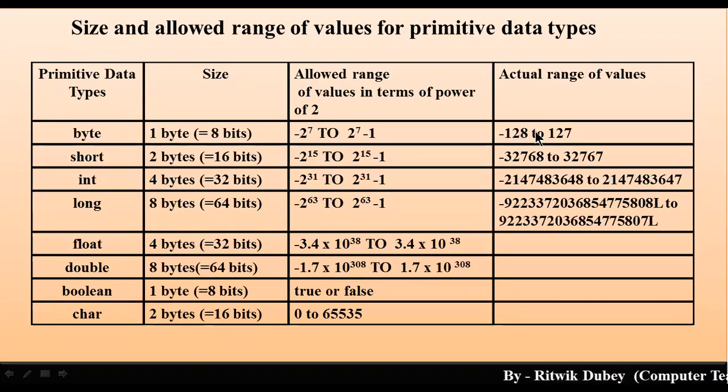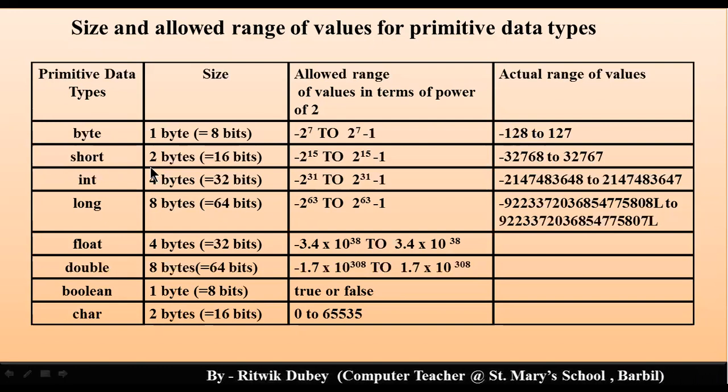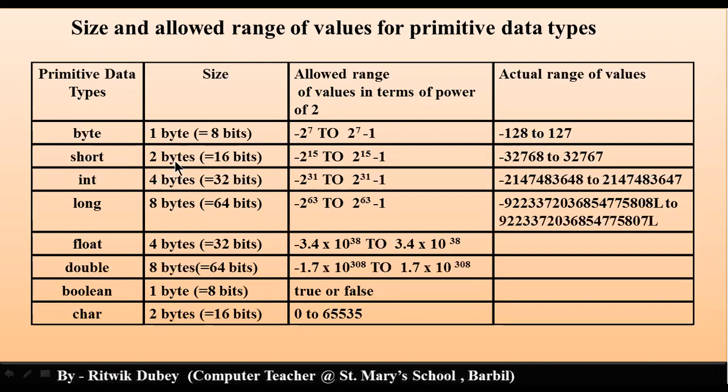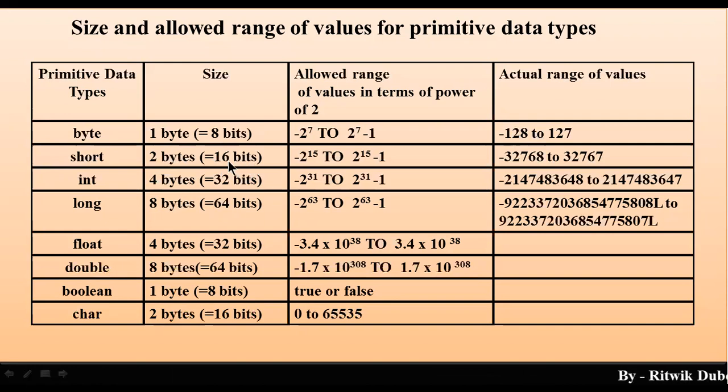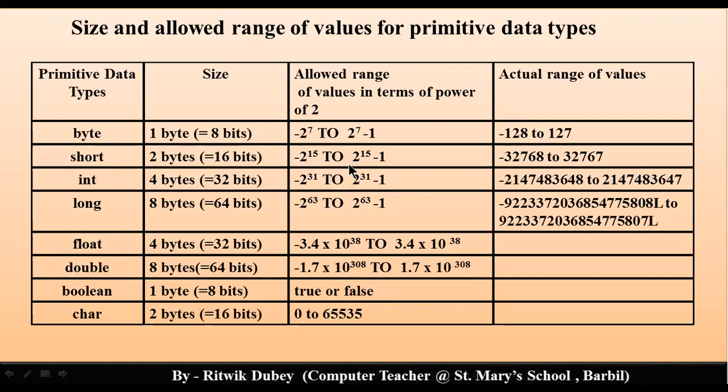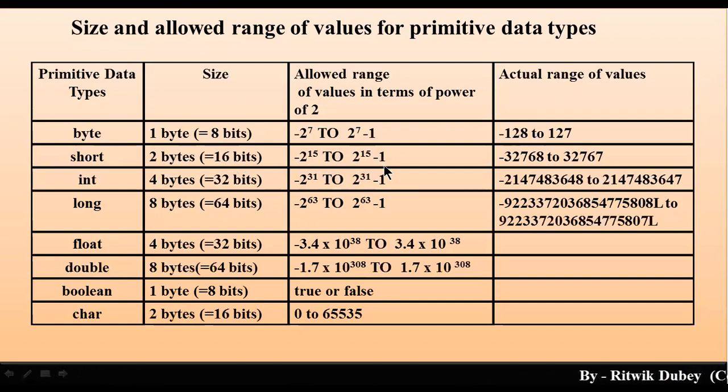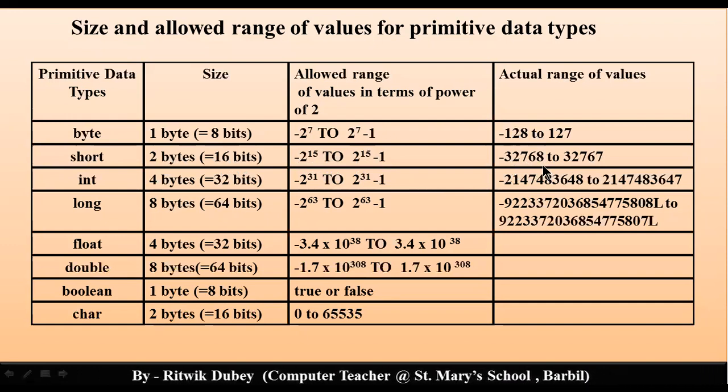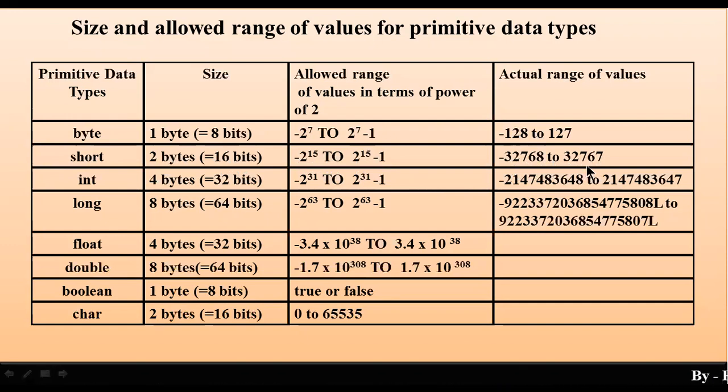Minus 128 to 127. Then for short, it is 16 bits. 2 bytes means 2 into 8 is equal to 16 bits. So 16 minus 1, it is 15. So what is the range? In negative, it is minus 2 to the power 15, and in positive, it is 2 to the power 15, whatever value we get, minus 1. So here you can see the actual range of values. It is minus 32,768 to 32,767. What does it mean?